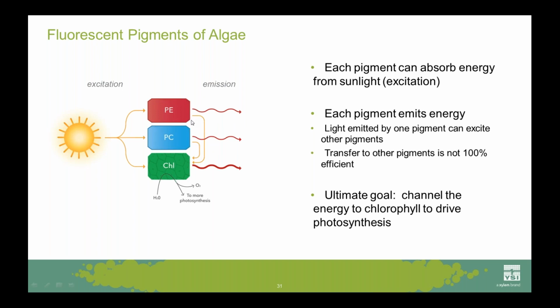So both phycocyanin and phycoerythrin release light that gets absorbed by chlorophyll. So they excite chlorophyll. In this way, these accessory pigments, as we sometimes call these, channel the energy they capture from the sun to the chlorophyll and help drive those high rates of photosynthesis. I almost think of this as like a pigment funnel, just funneling all of that energy to chlorophyll into photosynthesis.